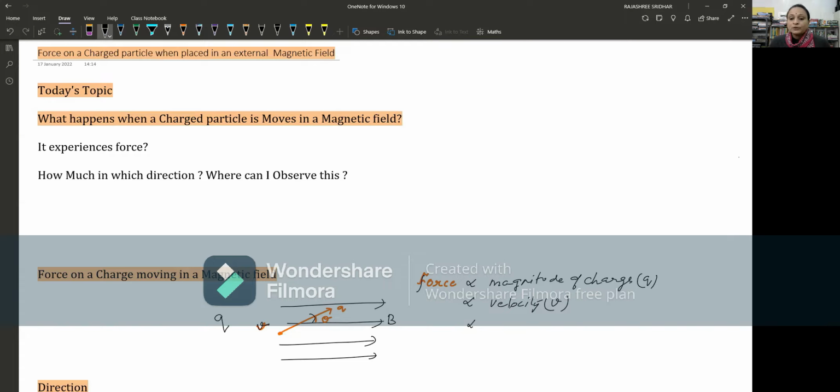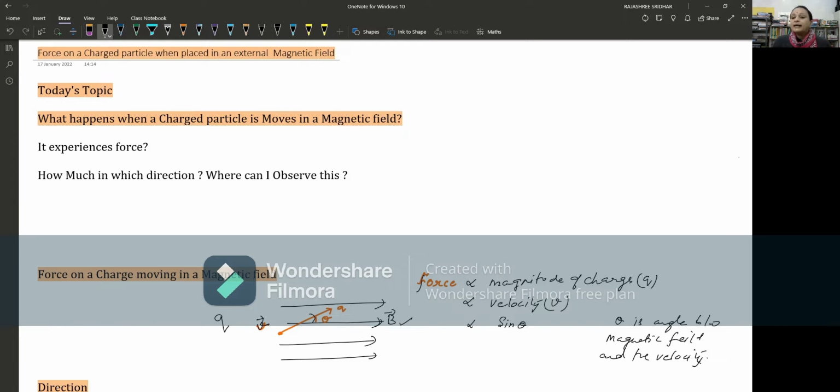And the next is it is also going to depend upon the sine of angle theta. That is the angle between which two? It is between the velocity vector and the magnetic field vector. Theta is the angle between the magnetic field and the velocity. It is the angle between two vector quantities: the magnetic field is a vector quantity and the velocity is also a vector quantity. We take the sine of that angle.